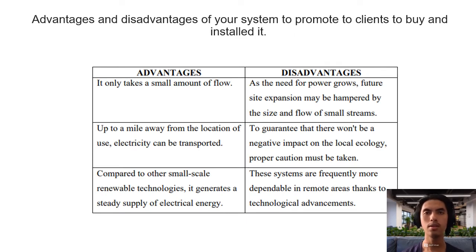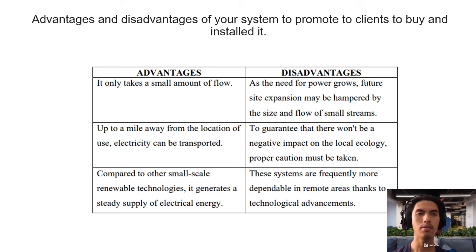The advantages and disadvantages of the system: the first advantage is that it only takes a small amount of flow. The second is that the electricity can be transported up to a mile away from the location of use. And the third is that, compared to other small-scale renewable technologies, it generates a steady supply of electrical energy.